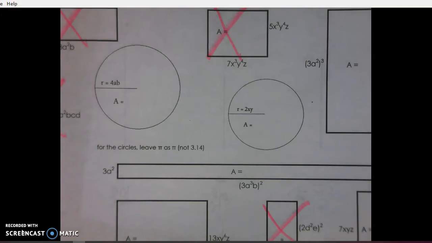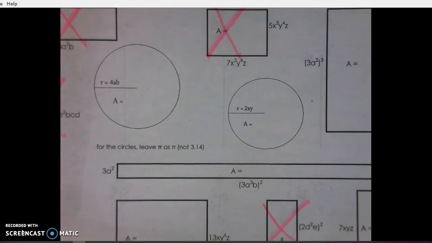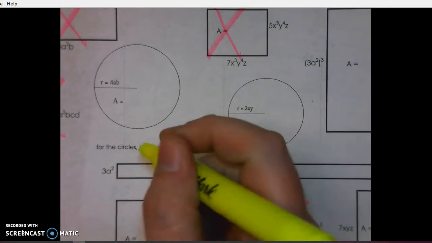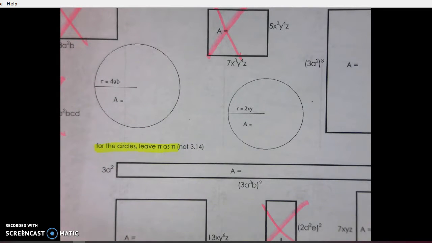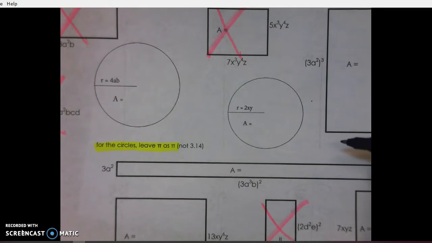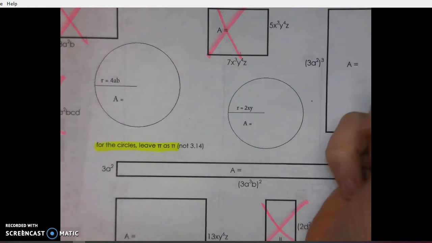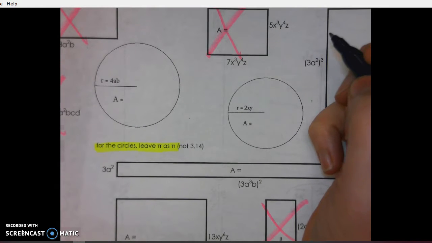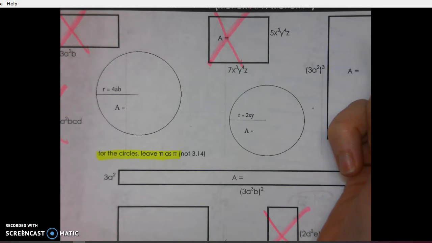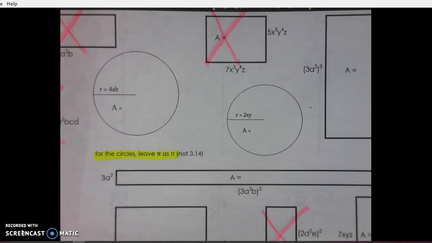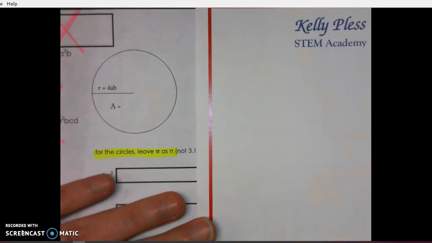Hey guys, Ashley asked a question about when you solve the circle problems because it says for the circles to leave it as pi, not 3.14. So that definitely means if you're going to do the math to use that pi button on your calculator, but you do not have to do the actual math to find the actual numerical answer. You can just leave it in terms of pi.